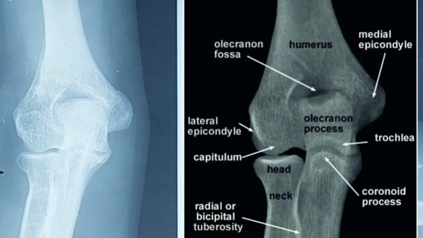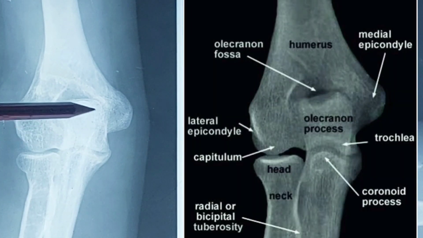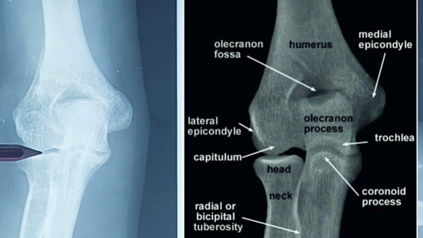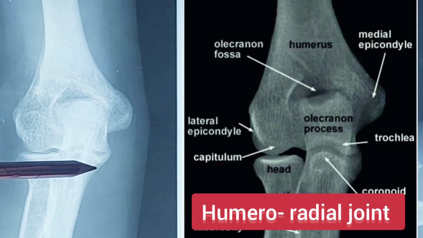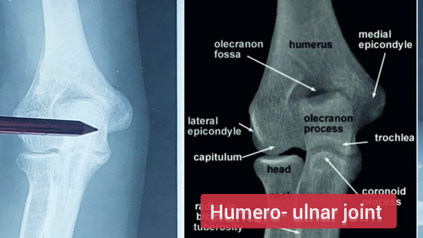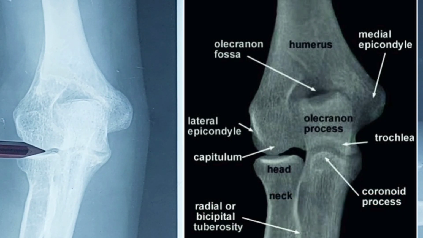In this view, I already told you, this is the olecranon process and olecranon fossa. This is the joint space between the radius and the humerus, the humeroradial joint, and on the medial side, the humeroulnar joint. And this space is radiolucent due to the presence of articular cartilage, which is radiolucent.